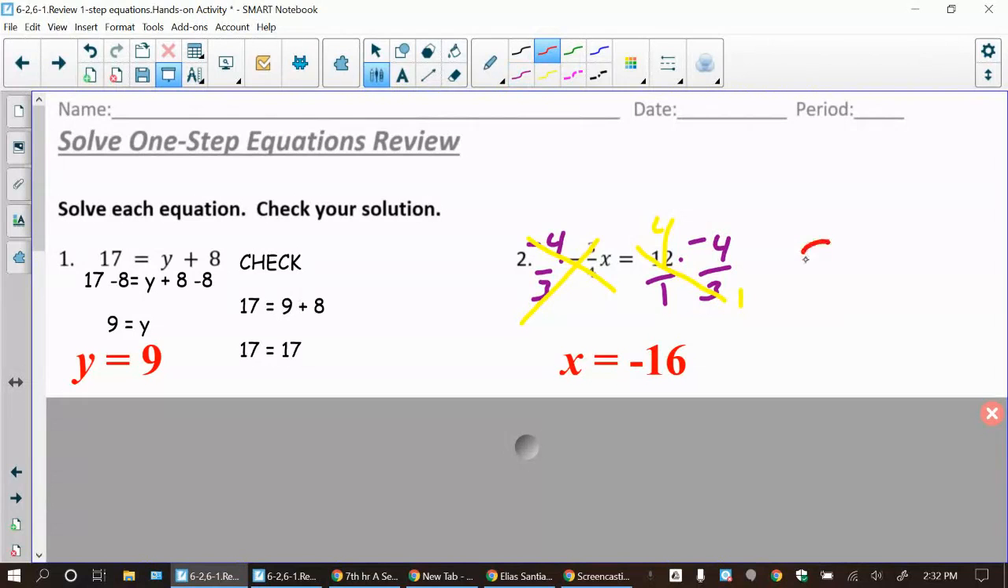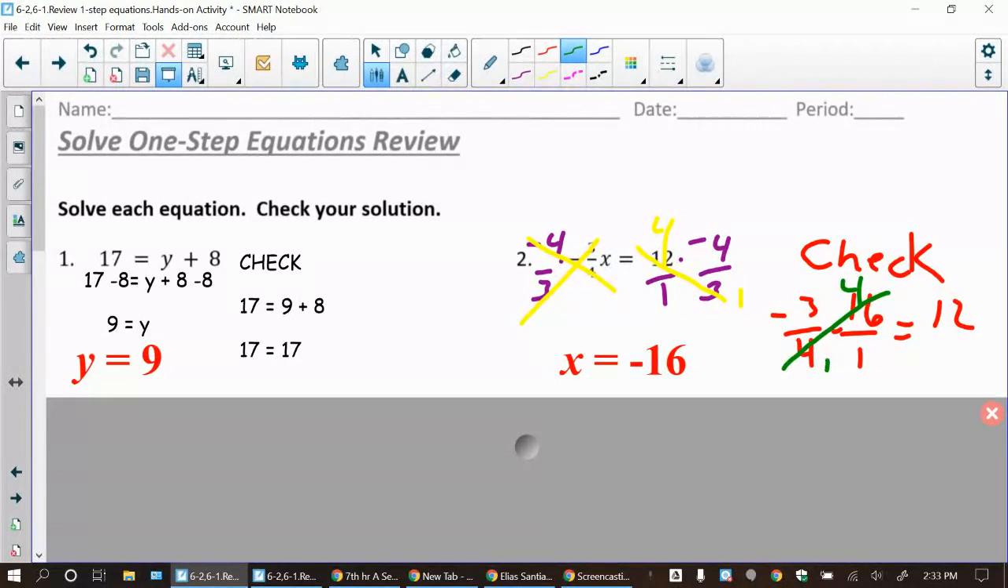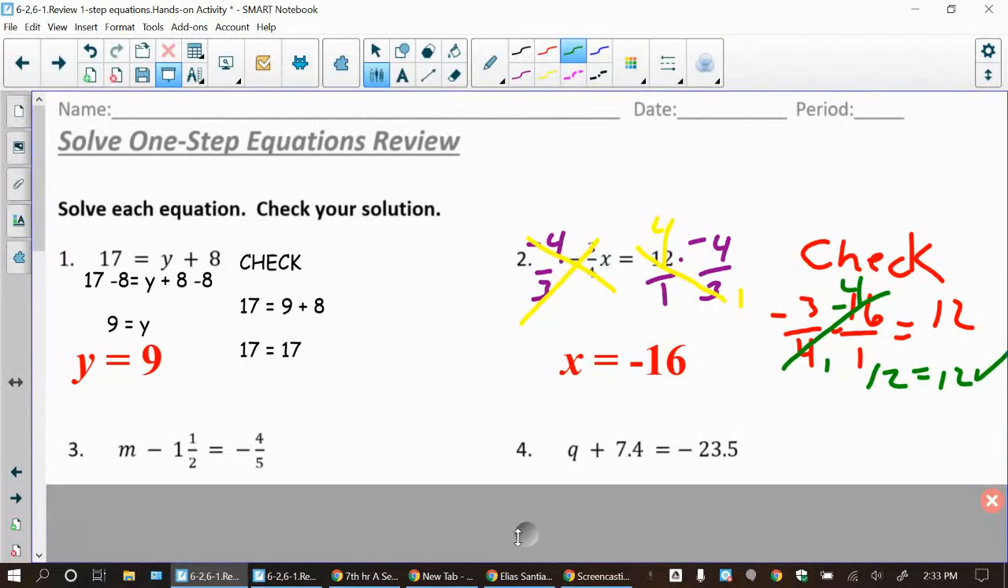Okay, so I'm going to check it. Is a negative 3/4 times 16 going to equal 12? Well, 4 goes into 16 4 times, and a negative 3 times a positive 4, negative, is a positive 12 equals a positive 12. Okay, so make sure you are showing all 5 steps, not just giving me answers. You need to show your work.